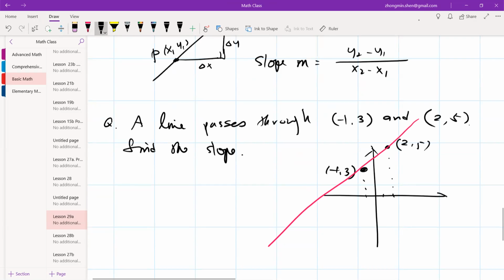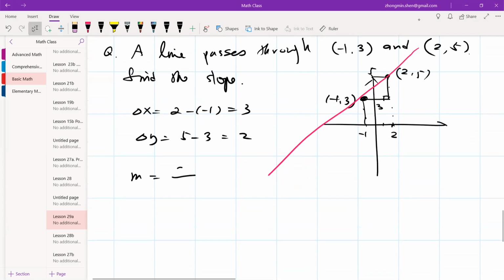All right, so we consider this right triangle, okay? Let's see what is the change in the y variable and the change in the x variable. The change in the x variable, x is from -1 to 2, so delta x is going to be 3. The y variable is from 3 to 5, so delta y is 5 minus 3, which is 2. Okay, so the slope is going to be 2 over 3.